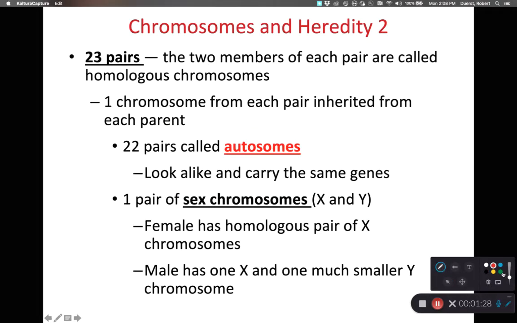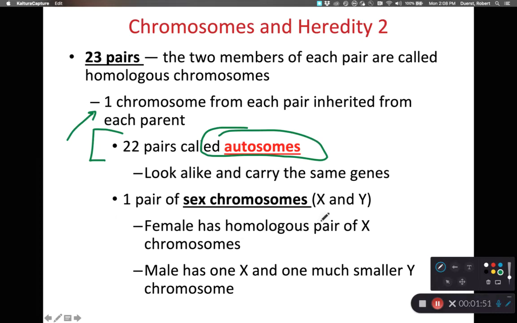Now, as we look at those 23 pairs, just to review, we get one from mom and one from dad. The first 22 pairs within the karyotype are the autosomes, and they look alike and carry the same genes. We automatically get the same autosomes from mom and dad, with accommodations made for individual alleles, the different alleles within the same kind of gene.